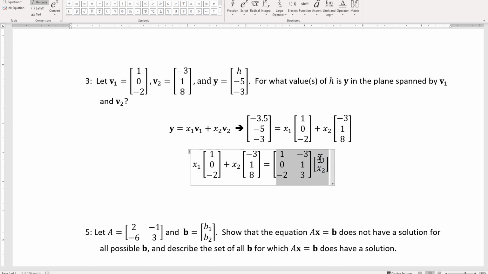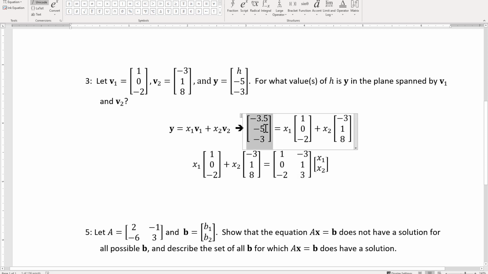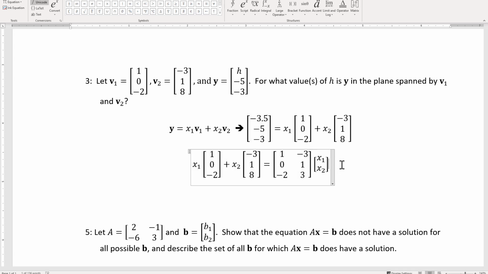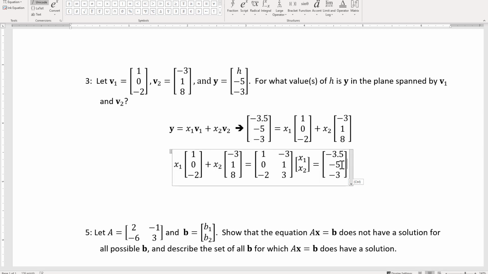So this matrix and x1, x2 combination is equivalent to this if we do the matrix multiplication. Now, if this thing is supposed to equal the y vector, then we have this equation. So this is our matrix vector equation.